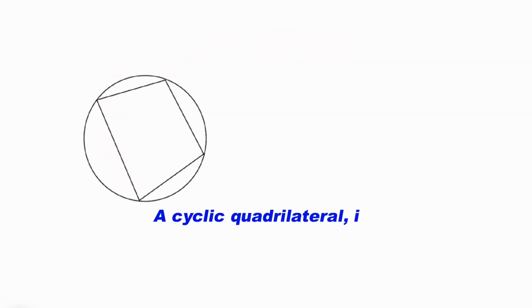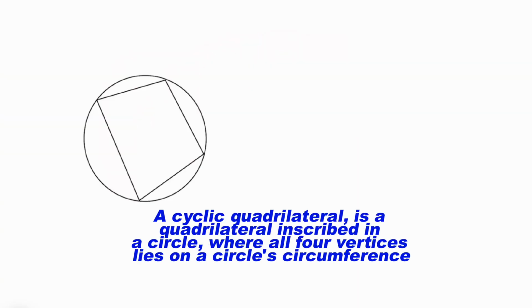Hello everyone. Today we are going to discuss cyclic quadrilaterals. What's the difference between a quadrilateral and a cyclic quadrilateral? A cyclic quadrilateral is one which is inscribed in a circle, with all its vertices lying on the circumference of the circle. Then it is called a cyclic quadrilateral. This is the basic definition.